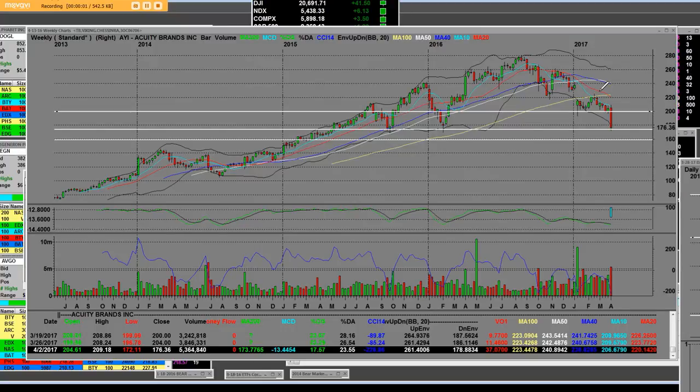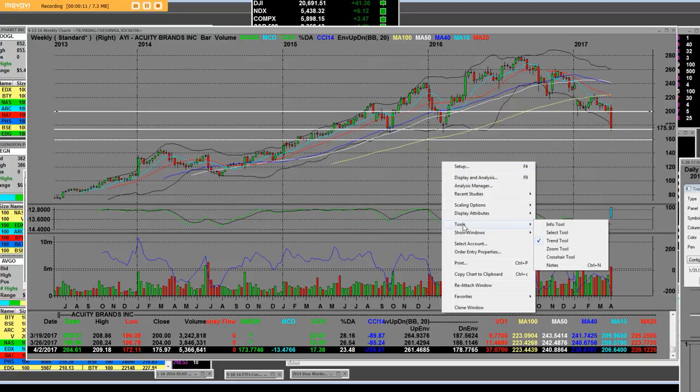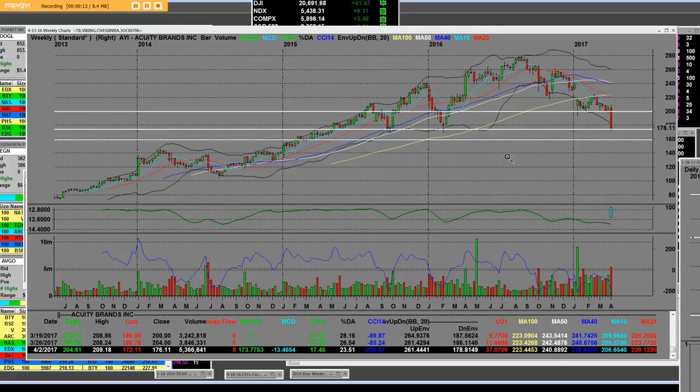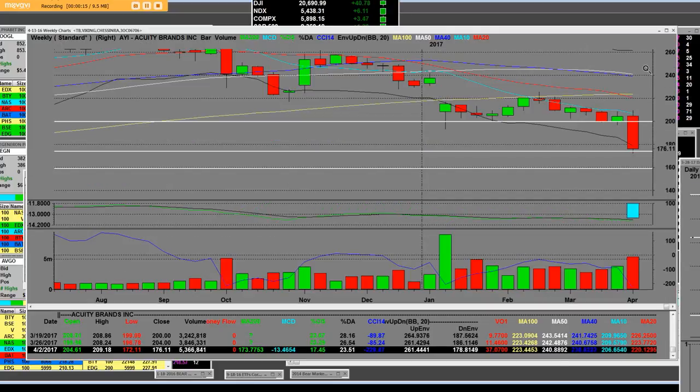Good afternoon, everybody. Today is April 4th, 2017, and what we have before us is the symbol AYI, and they had missed their quarterly reports. This happens to be a weekly chart. We can see where the big breakdown is on the earnings today. It got down to 172, and they had missed their earnings on every front.